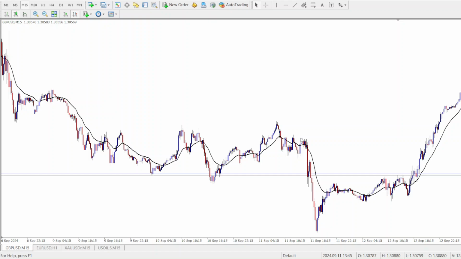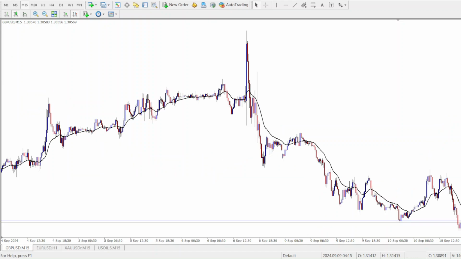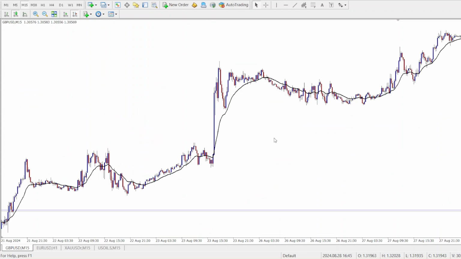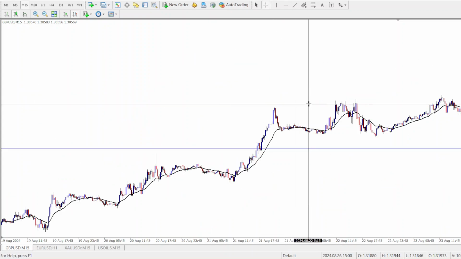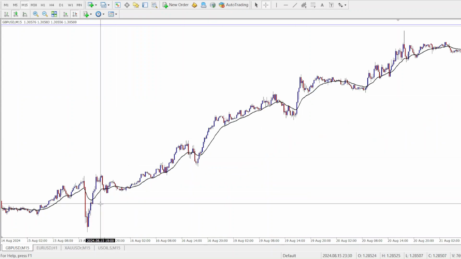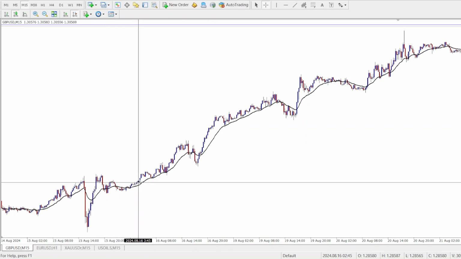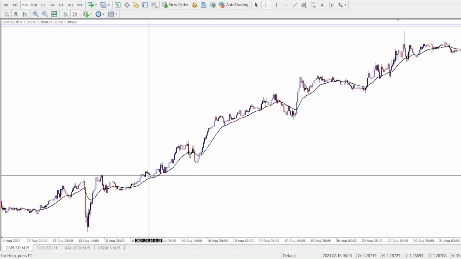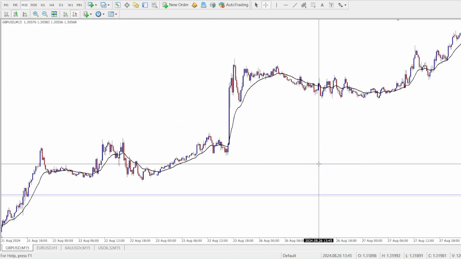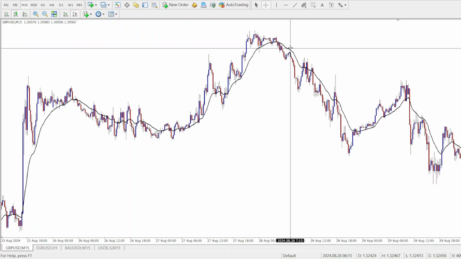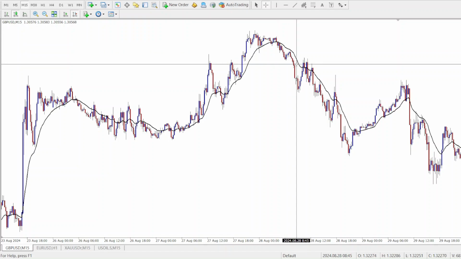When the price is trading above the EMA, for example, we can see around here when price crossed over the EMA first and then began to trade above the EMA, it indicates an uptrend. While when price crosses below the EMA and begins to trade below it, it indicates a downtrend.